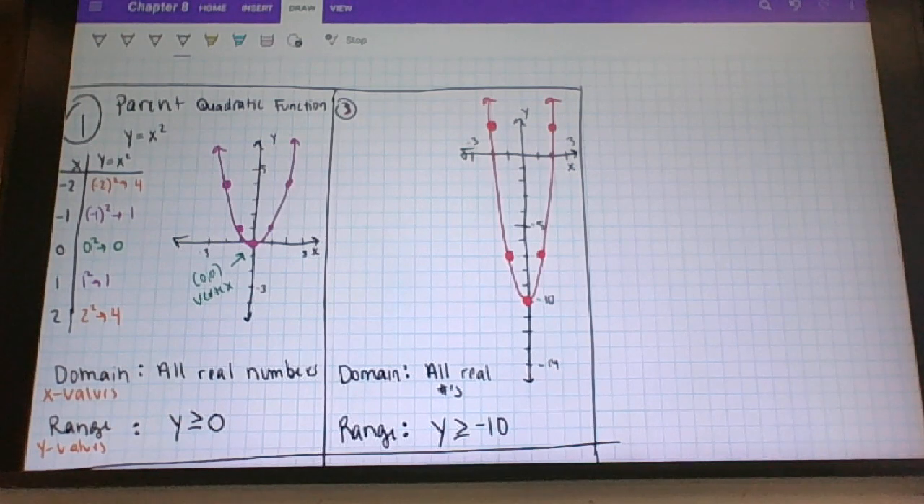Thank you. So a lot of people do this wrong. A lot of people do this wrong. Keep in mind that exponents come before multiplication. So you do your exponent first.